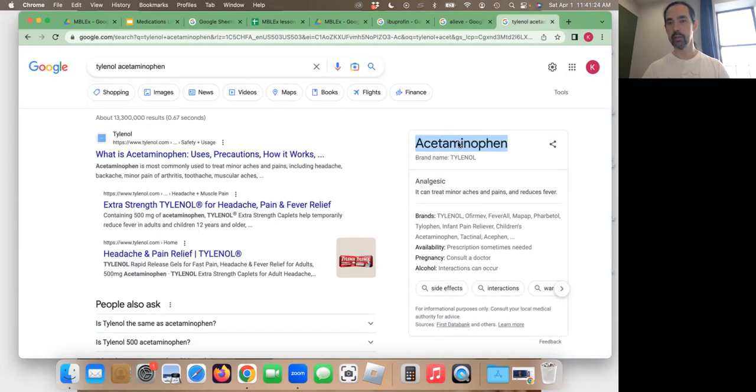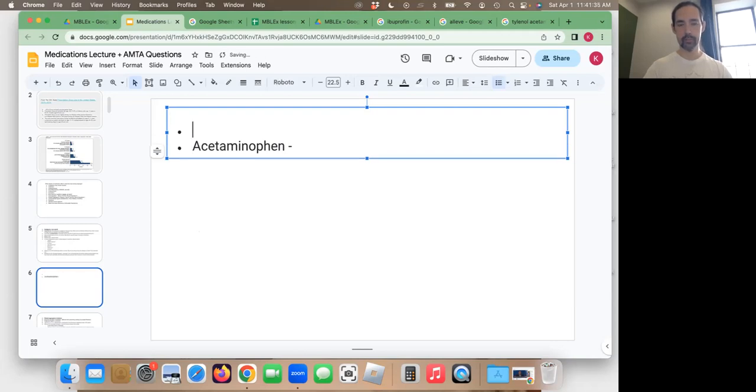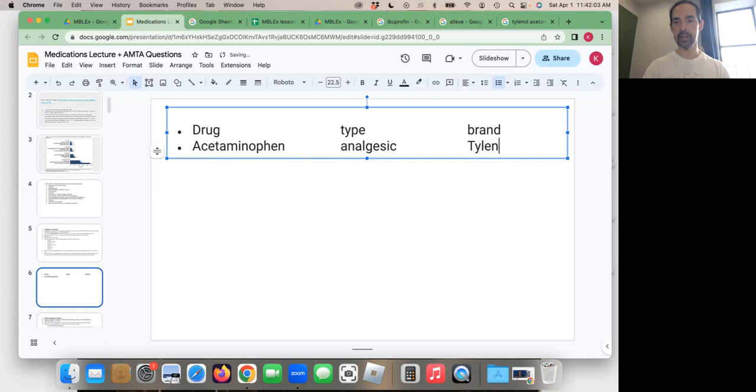Let me make sure I'm spelling it correctly. Acetaminophen. And we're going to do it like this. We're going to do the ingredient, then the brand, and then the type of drug. We'll call it the drug instead of ingredient. So the drug acetaminophen is an analgesic, and the brand we usually see is Tylenol.